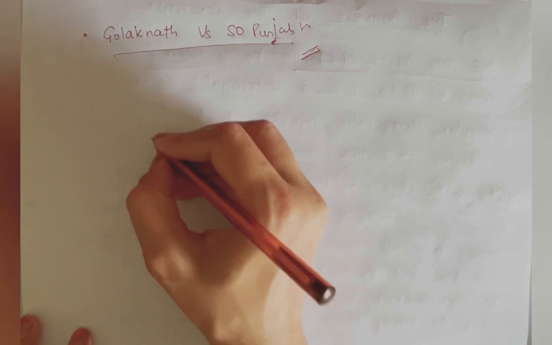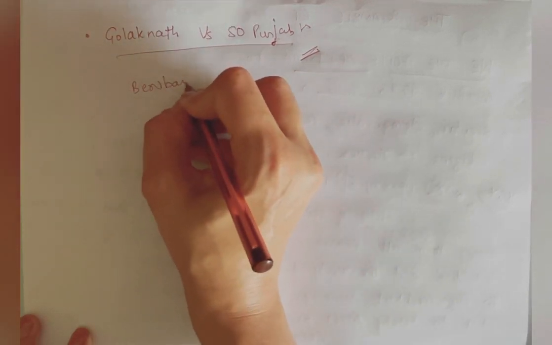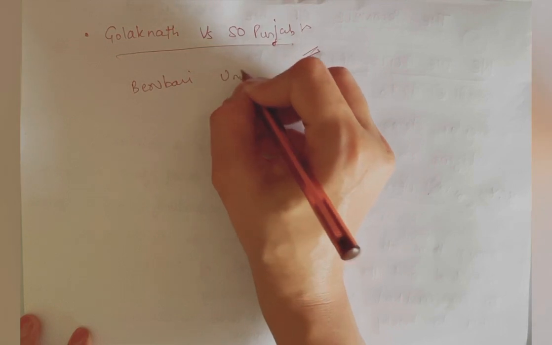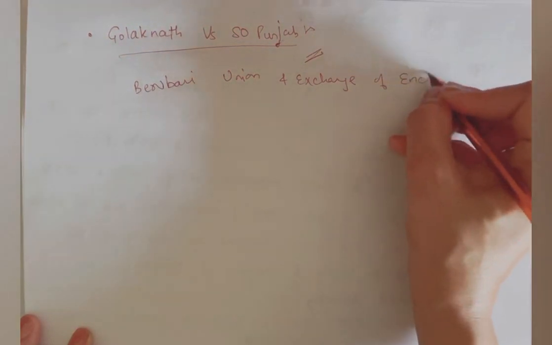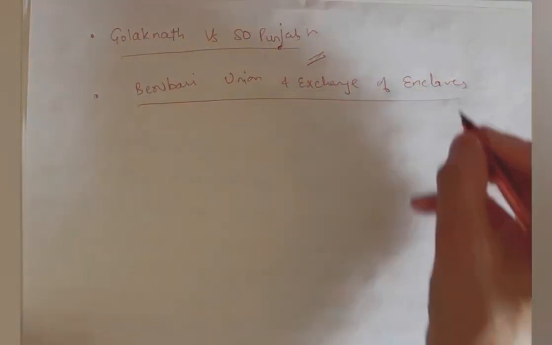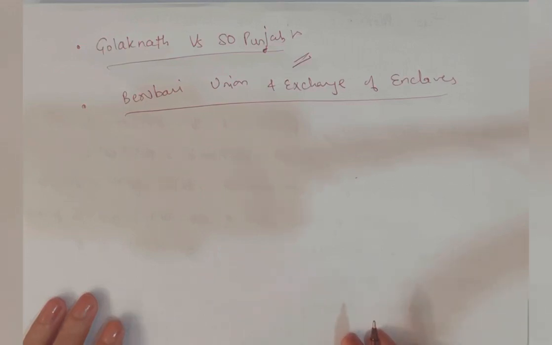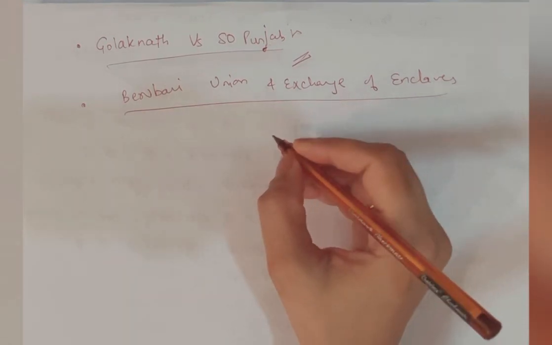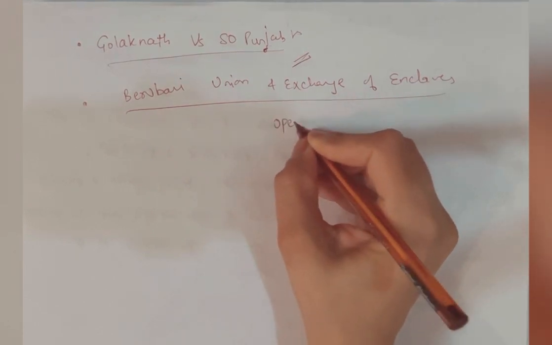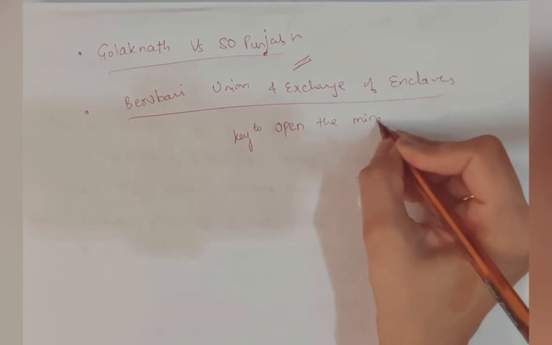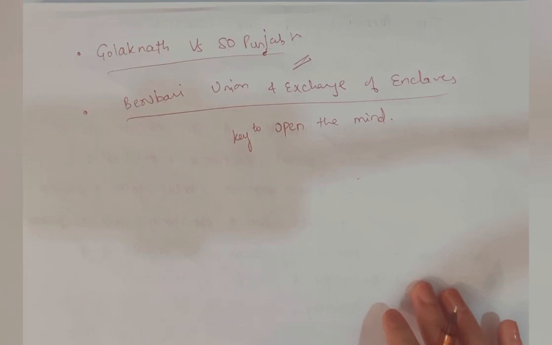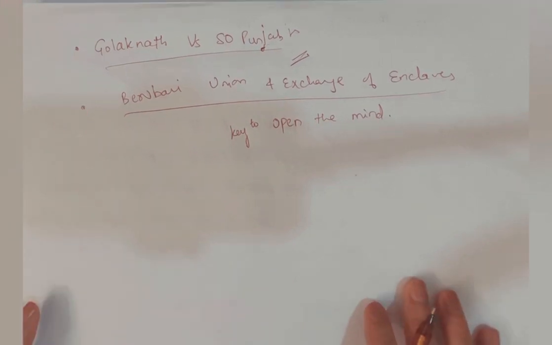Okay, and then one more case was Berubari Union and Exchange of Enclaves, right? What was told in this case? That it has been observed that the preamble is the key to open the minds of the constitution makers. So it's a kind of key to open the mind, right? Now come to the amendments in the preamble.